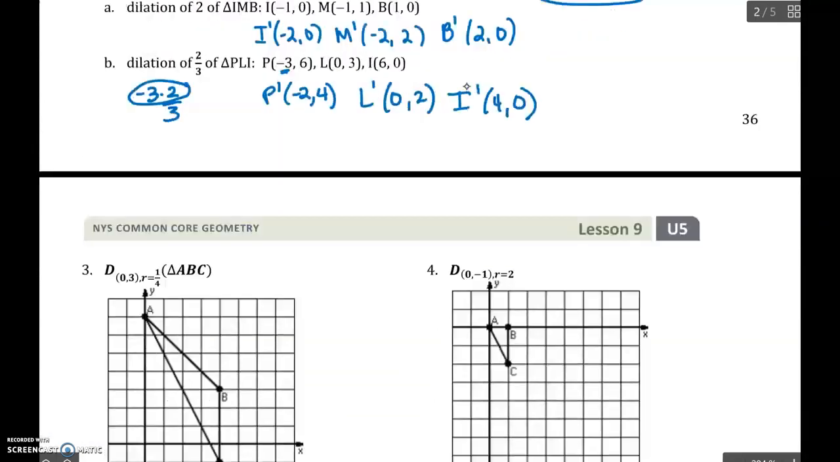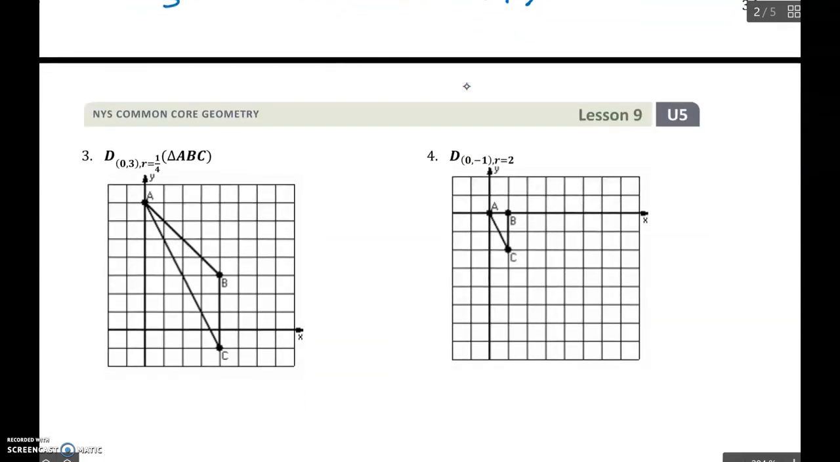So if we go on to the next page, for example, number 3, we're dilating through the center of dilation, which will be (0, 3), this point, and we're going to multiply every count by 1/4. So if you look at the count to get from this center of dilation, I'll call it P, to point A: you go up 2, 3, 4. You go up 4. We're going to multiply that by 1/4 and only go up 1. So from P, our new point will be here, and this will be your A prime.